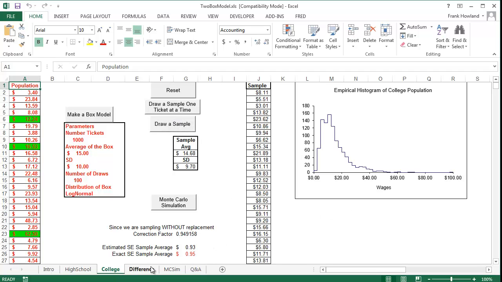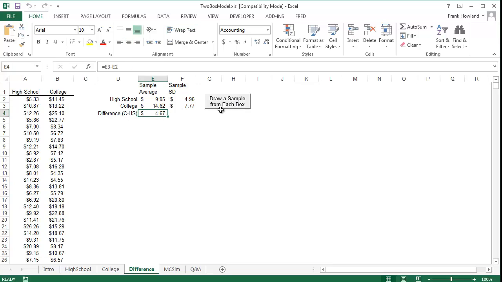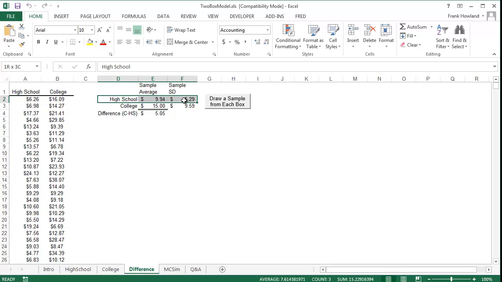We're now ready to talk about the difference in sample averages. Okay, let's draw a sample from each box. And we can do this again and again, and what we can see is the difference in sample averages is going to bounce around. Okay, so we're ready for Monte Carlo simulation. We're going to look at how high school and college differ from each other, and we're going to focus in on this number, which is the difference, rather than looking at the individuals here. And of course, we're going to want to think about the variability that we get in that difference.